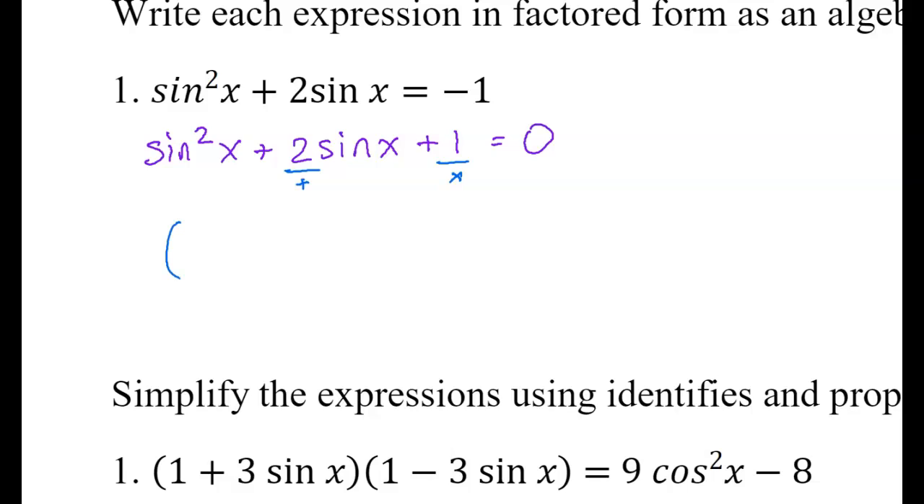So here, we know those are our two values, 1 and 1. They multiply to be 1, but add to be 2. But then our variable is actually a sine function. So it's sine of x, and we're done.